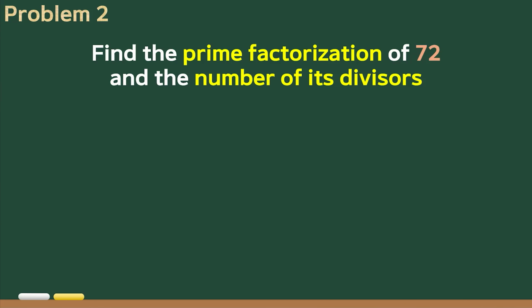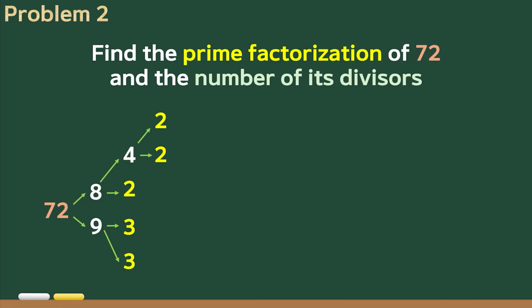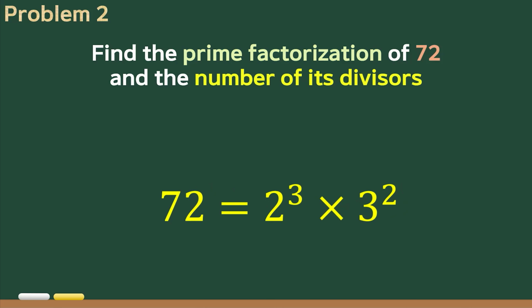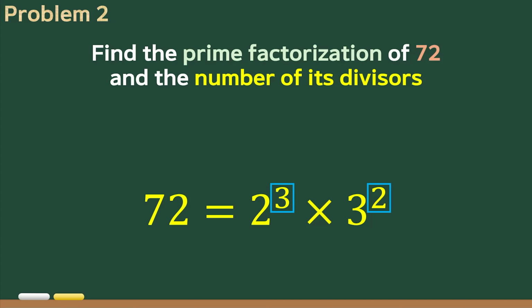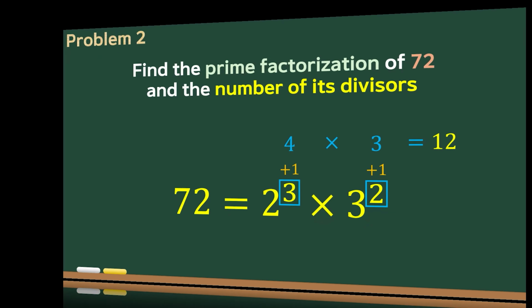Now, let's move on. Find the prime factorization of 72 and the number of its divisors. First, prime factorization. 72 is 2 to the third power times 3 squared. Now, the number of divisors. For each exponent, we add 1. Then, multiply. 3 plus 1 times 2 plus 1. That gives 12 divisors. Divisors are created by choosing exponents. It's all about combinations. Next problem.